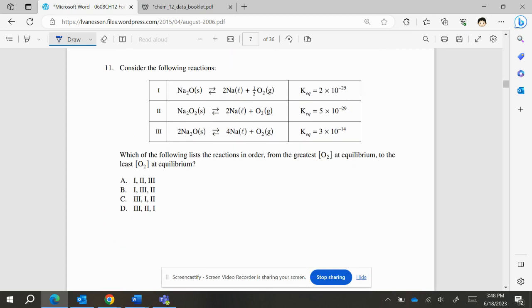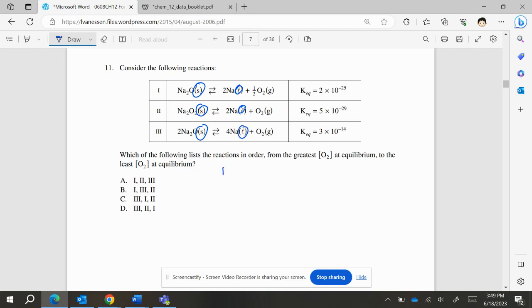Consider the following reaction. Now, this one's a little bit tricky, and it's kind of made to catch the people going a little too fast. So, which of the following lists the reactions in order from greatest concentration of oxygen at equilibrium to the least concentration? Now, an important thing is that we have to see what our KEQ is. So first off, we have solids and liquids right here. So none of these things are going to go into your KEQ expression.